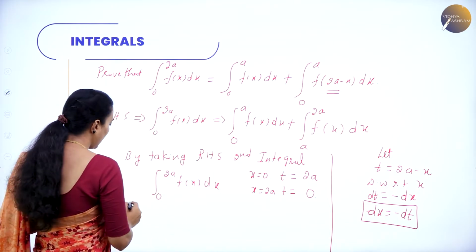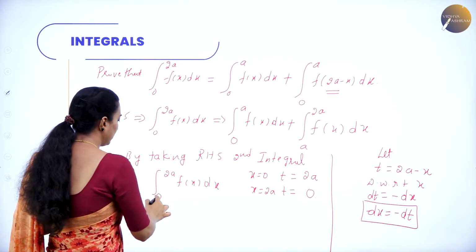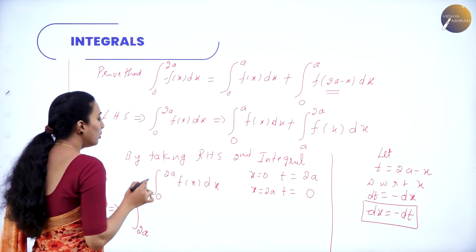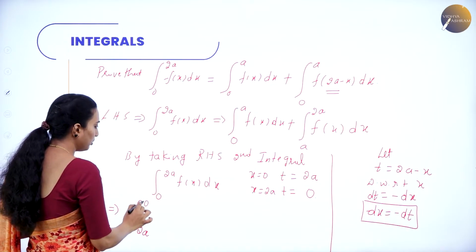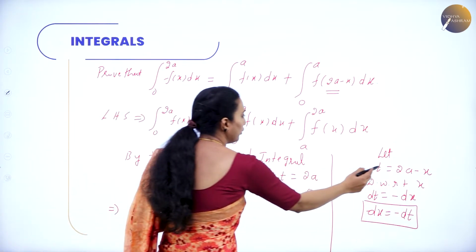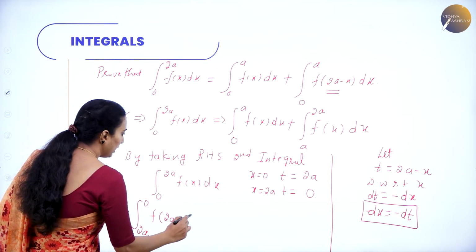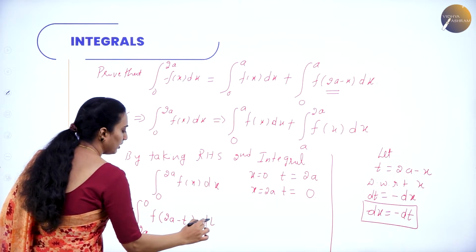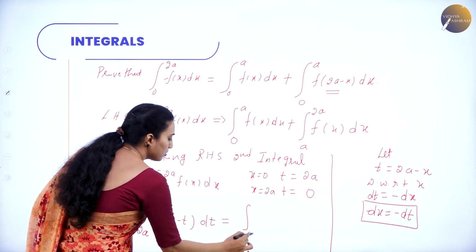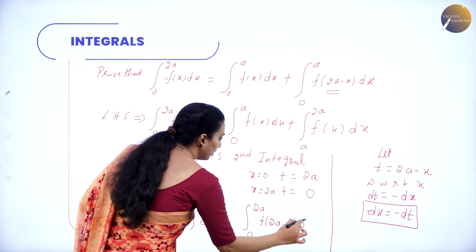So, substituting, this implies integral from 2a to 0, because when x is equal to 0, t is equal to 2a, and when x is equal to 2a, t is equal to 0. Shifting x to this side and t to that side, x becomes 2a minus t, so f of 2a minus t, and dx becomes minus dt. By property 2, changing the limits makes it positive: 0 to 2a f of 2a minus t dt.